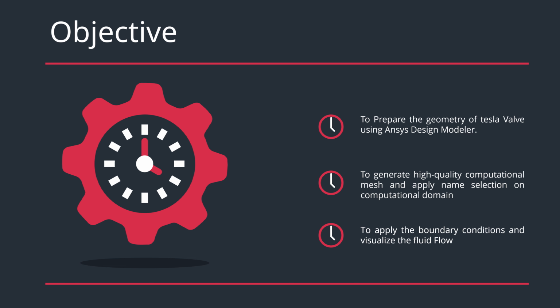So today's objective is to prepare the geometry of the Tesla wall using ANSYS Design Modeler. Preferably we'll be using the sketching tool to prepare the geometry. The second objective is to generate a high quality computational mesh and apply the named selections on the computational domain in order to apply the boundary conditions in the setup part. The next objective is to apply the boundary conditions and visualize the fluid flow.